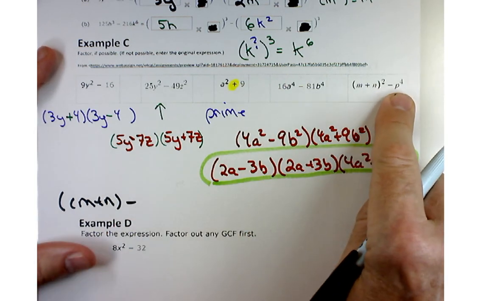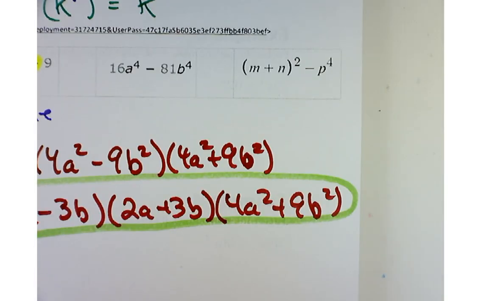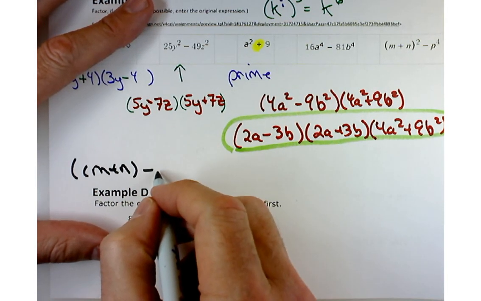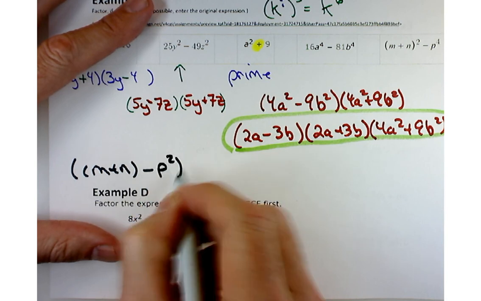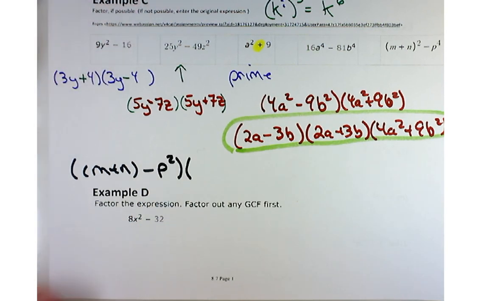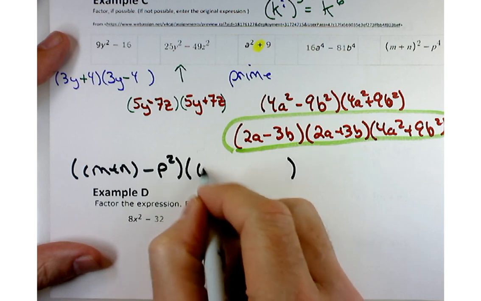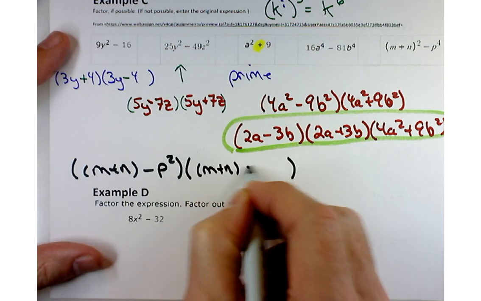Minus. Now what do you square to get that next term? P squared. So m plus n minus p squared times what? We got the first binomial. Can anyone tell me what the second one's going to be? M plus n plus p squared.